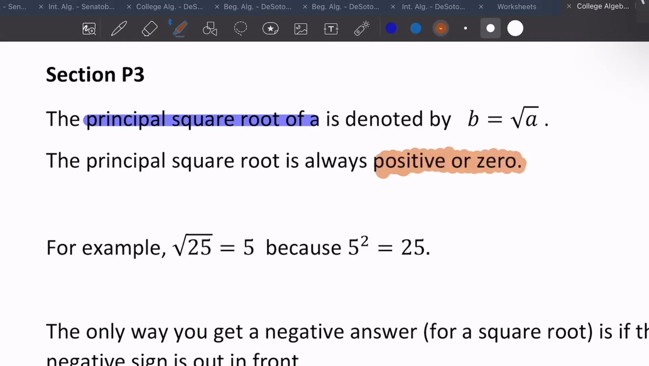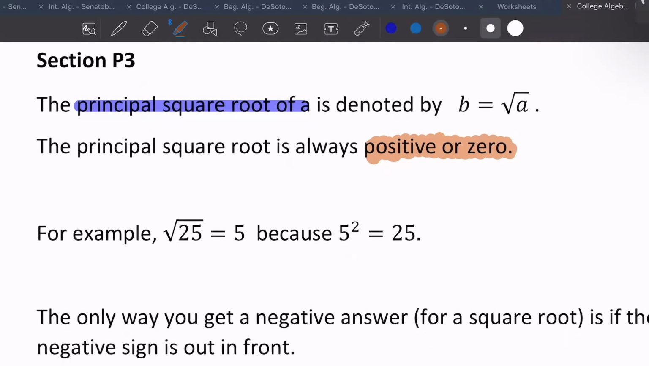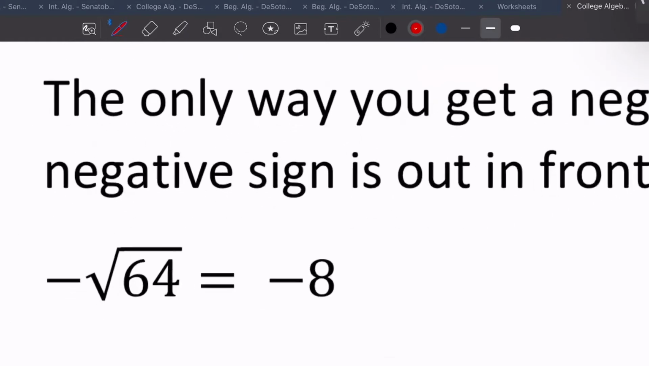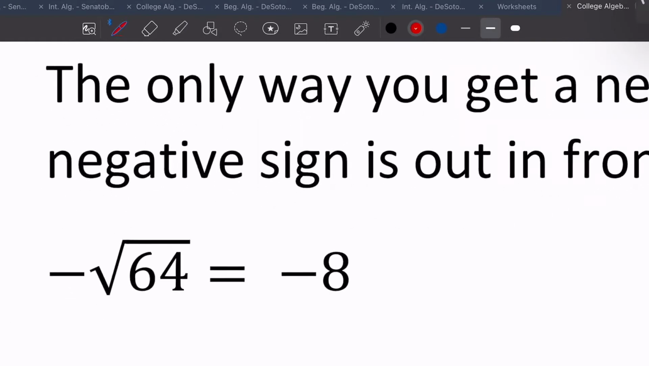So for example, the square root of 25 equals 5 because 5 squared equals 25. All right, and the only way that you're going to get a negative answer, specifically for a square root, and that's important, is if the negative sign is out front. So what do I mean by out front? Look at this example here. We have the negative square root of 64.